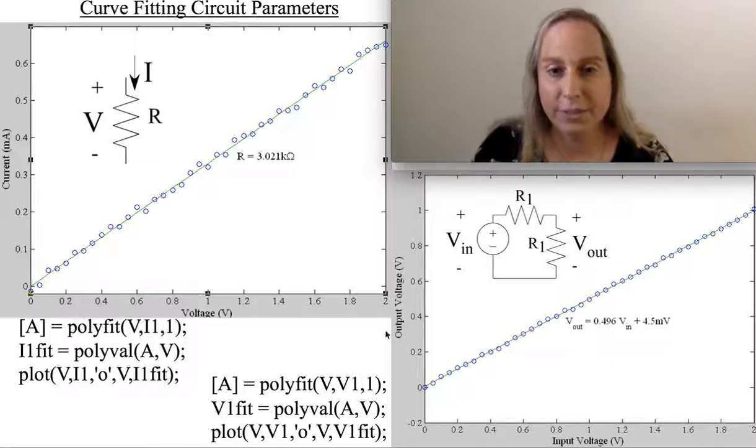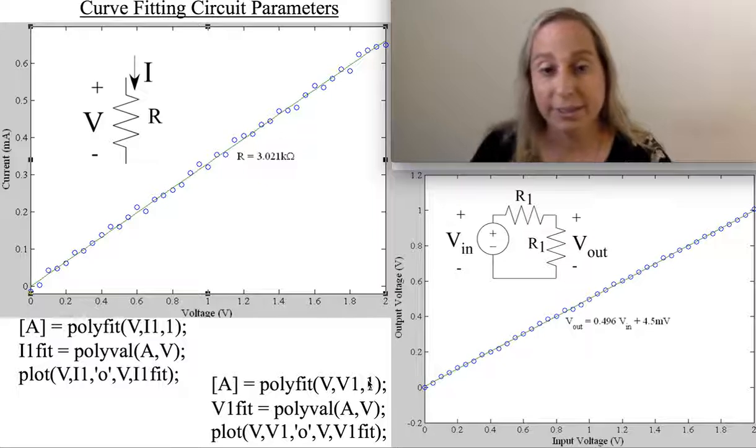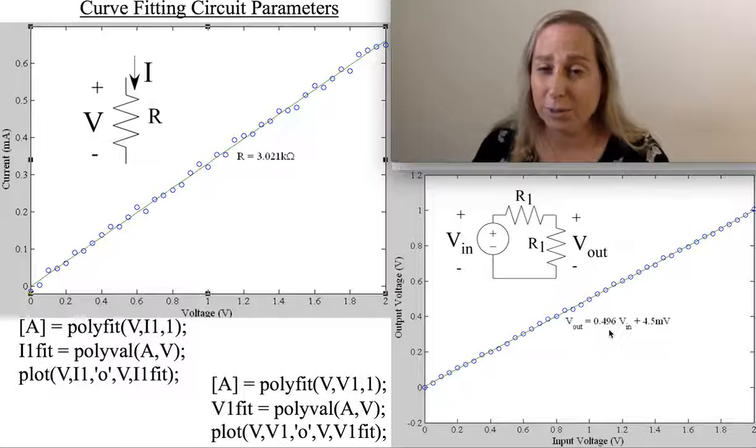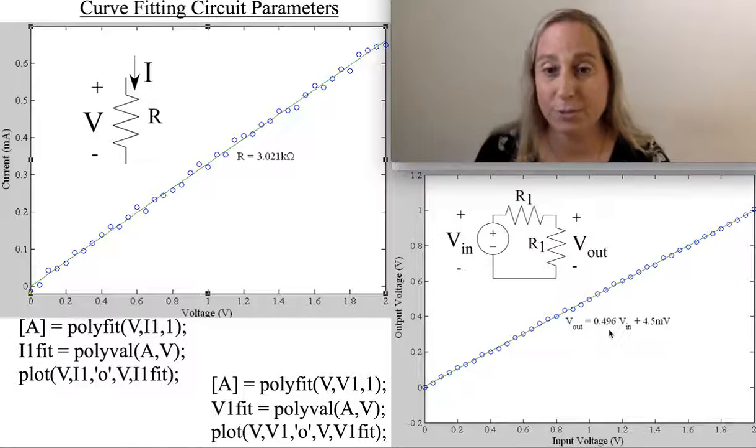A similar thing could be done if I had a voltage in and voltage out. I could take the same approach in MATLAB and get a very nice curve fit with polyfit and polyval, and generate it as a result. What I'm going to find is this gain, which is almost a half, but it's 0.96, so very close. I also notice that it's not quite going through zero, but there's a slight offset.